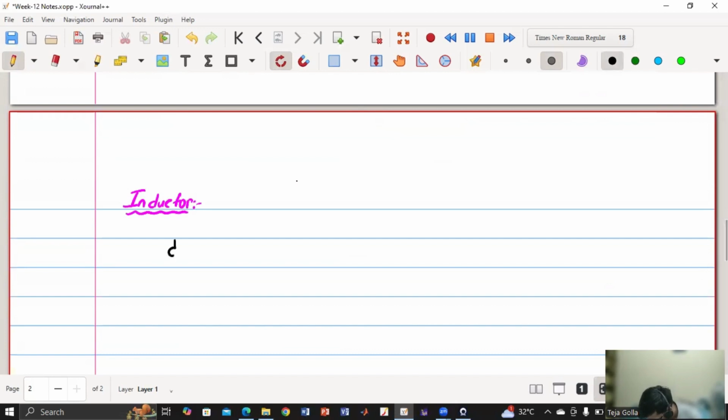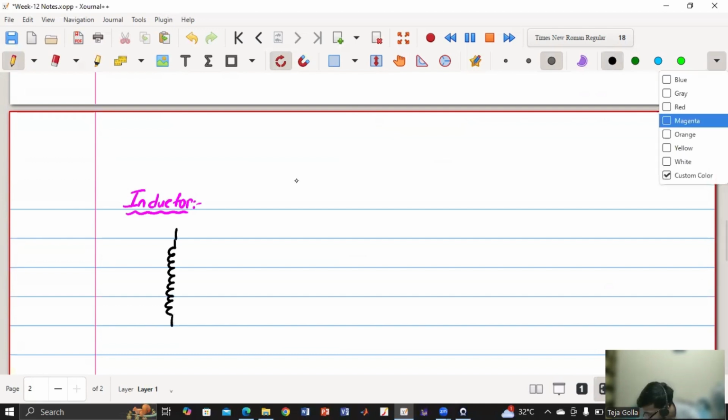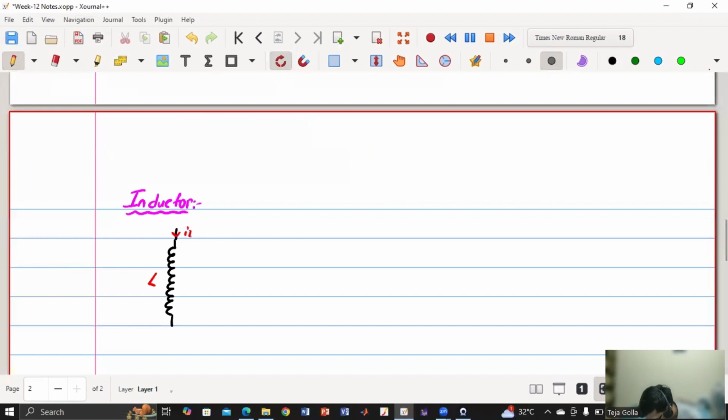So now we have an inductor L. This is IL of t, and this is plus minus VL of t. The generalized term for IL of t is the real part of some IL bar into e to the power j omega t, and VL of t is the real part of VL bar into e to the power j omega t.